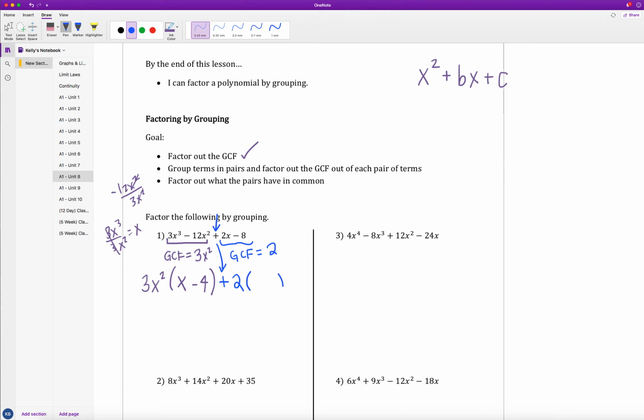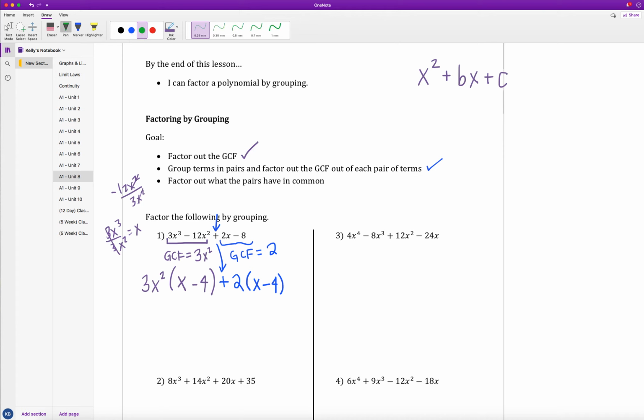When we factor out that positive 2, if I take 2x and divide by 2, I'm just left with a single x. And if I take negative 8 and divide by 2, we're left with a negative 4. So we've done this first step here. We found the greatest common factor for each of the pairs, and we factored that out of those pairs.